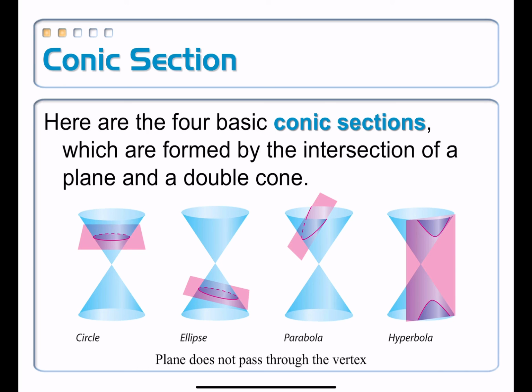We have a circle with the plane cutting parallel to the base. We have an ellipse where it's tilted slightly. We have a parabola where our section is made parallel to one of these lateral edges, and then finally a hyperbola whenever it cuts across both of them perpendicular to the base.